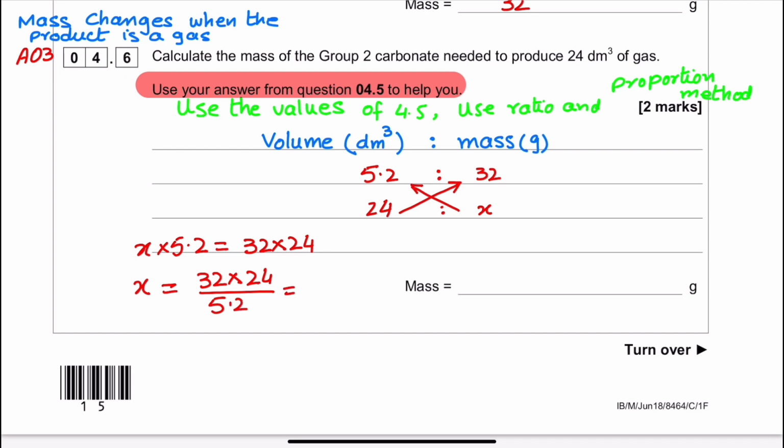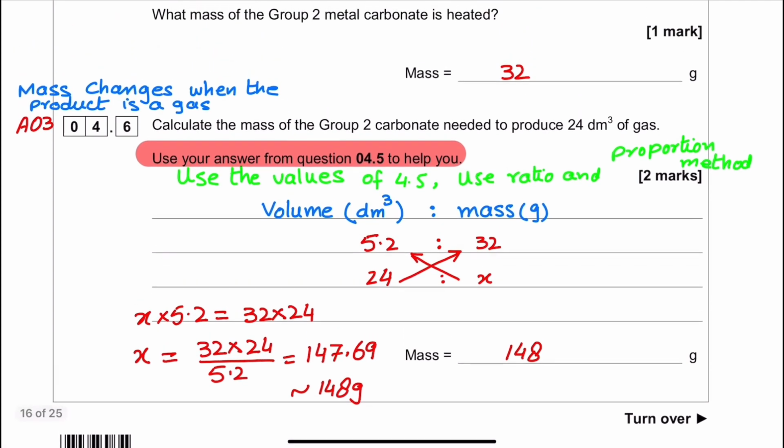The answer is 147.69, which is approximately equal to 148 grams. So the answer is 148 grams of metal carbonate is heated to produce 24 dm cube of the gas. So this X is actually 148 grams.